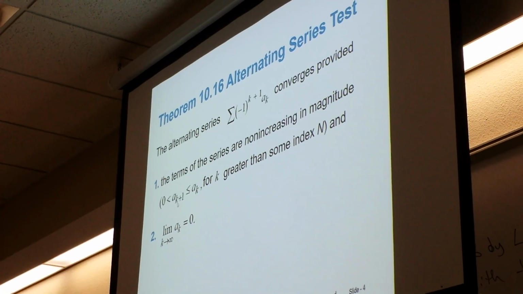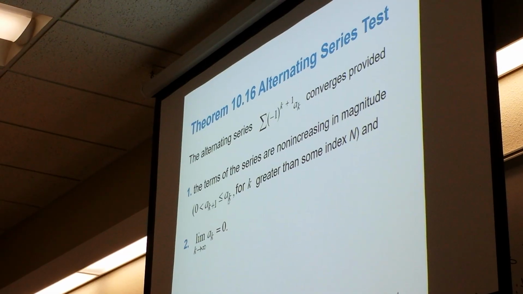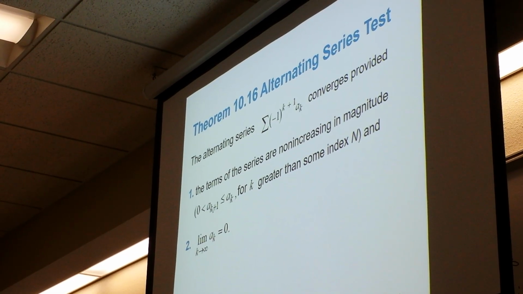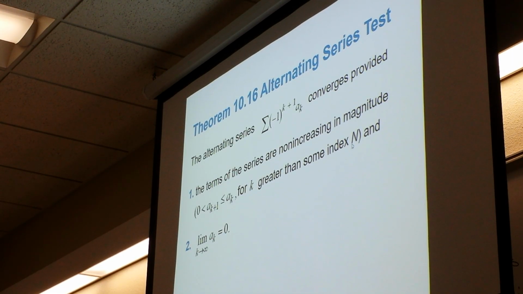Non-increasing in magnitude: a sub k plus 1 is between 0 and a sub k. That means the plus one term is less than the previous term, but it's greater than zero if you take the absolute value, for k greater than some index n, so it might start at 3, it might start at 4, it might start somewhere else. And so that's the first condition, non-increasing, and the limit of a sub k equals 0.